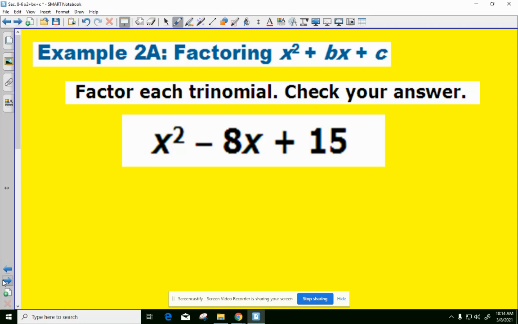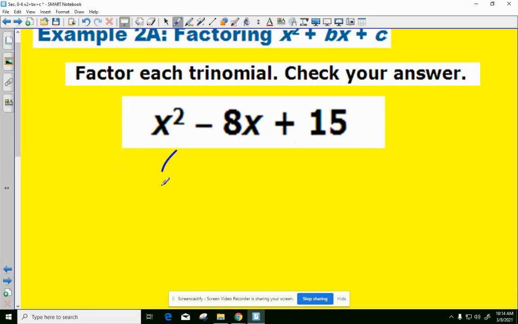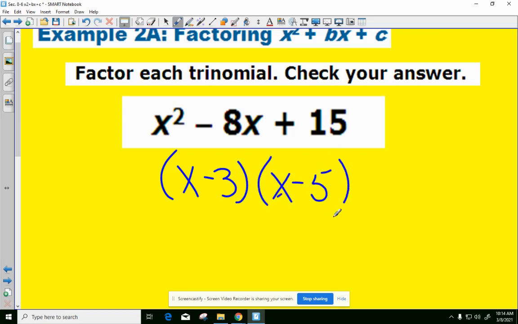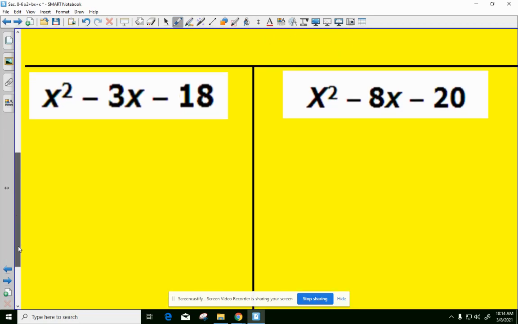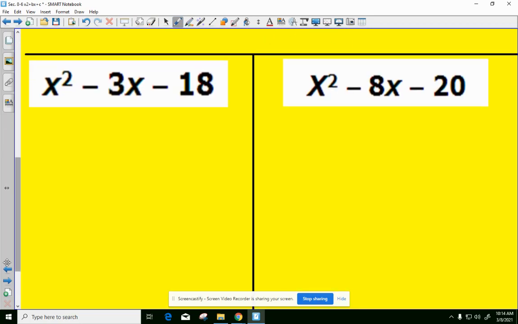How do I write that one? There you go. X minus 3 and x minus 5. All right? There's going to be two of them here. Pick one. See if you can give me an answer to one of those.